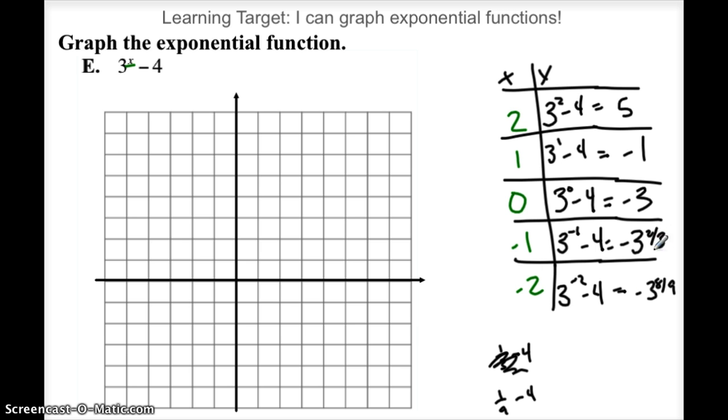So if you look at our table, we're getting closer and closer to negative 4. So that's probably where we're going to have an asymptote. So let's see. 2, 5, 1, negative 1, 0, negative 3, negative 1, almost negative 4, negative 2, even closer to negative 4. So yep, you can see we're approaching this value of negative 4, so that's my asymptote. So here the asymptote equation changes, y equals negative 4, and then we're going to connect this graph.